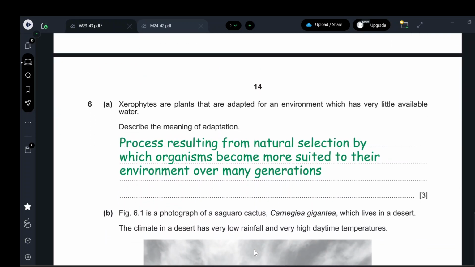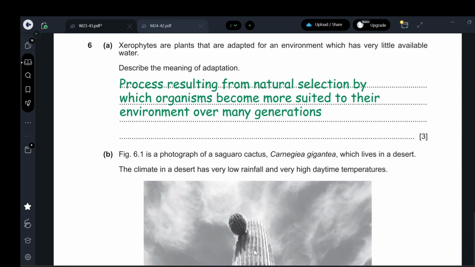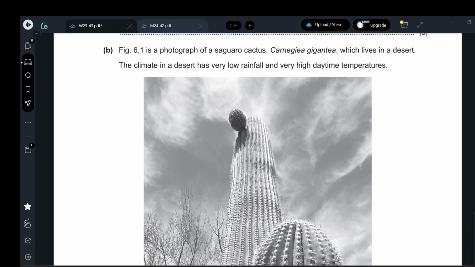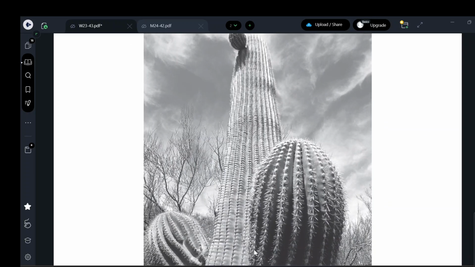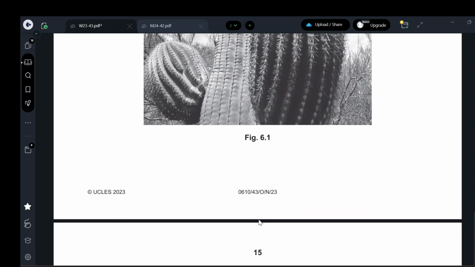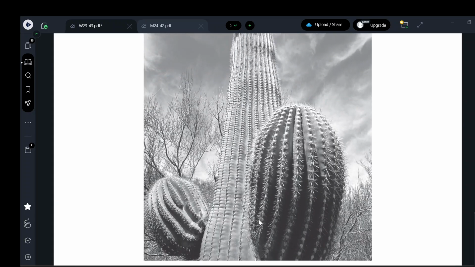Figure 6.1 is a photograph of a saguaro cactus which lives in the desert. The climate in the desert is very low rainfall, very high daytime temperature. What can I see? Describe two visible adaptive features and explain how each feature is beneficial.